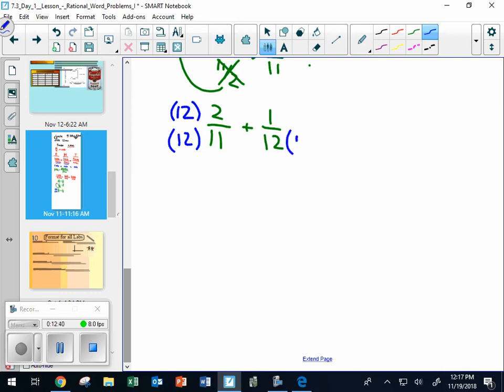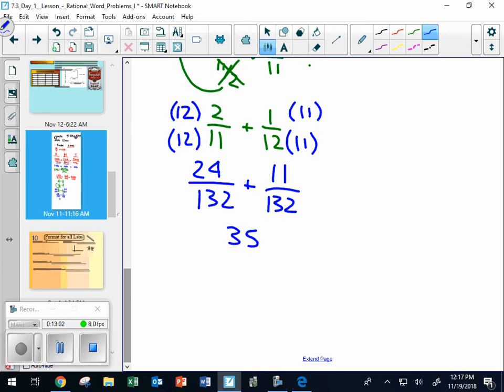And then over here, if we multiply the top and the bottom by 11 instead, then in the numerator, we'll have 24. In our denominator, we'll have 132. And then likewise over here, we'll have 11 over 132. And once we add these together, we have 35 over 132.